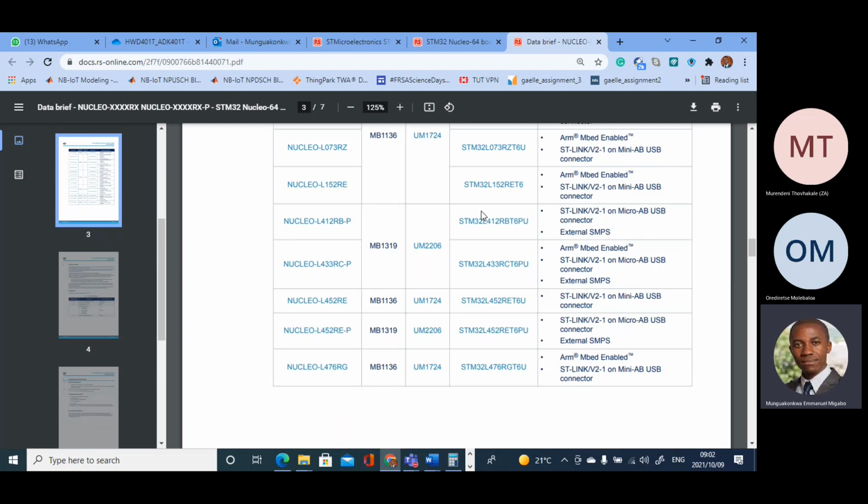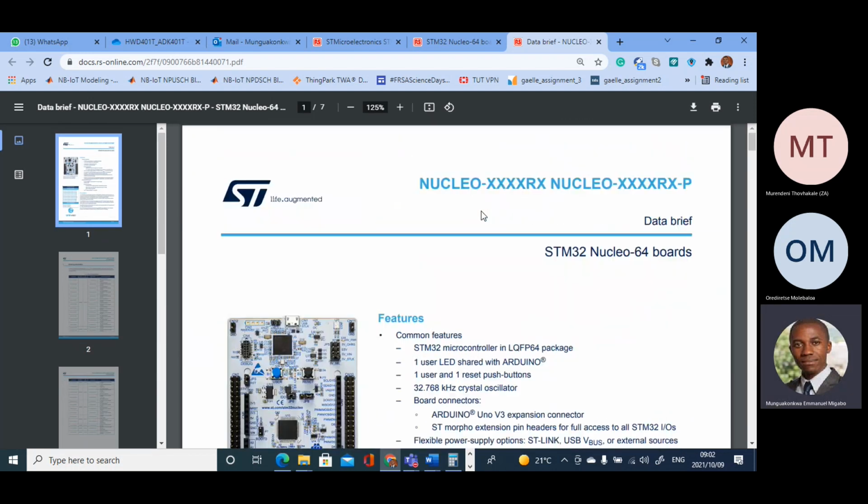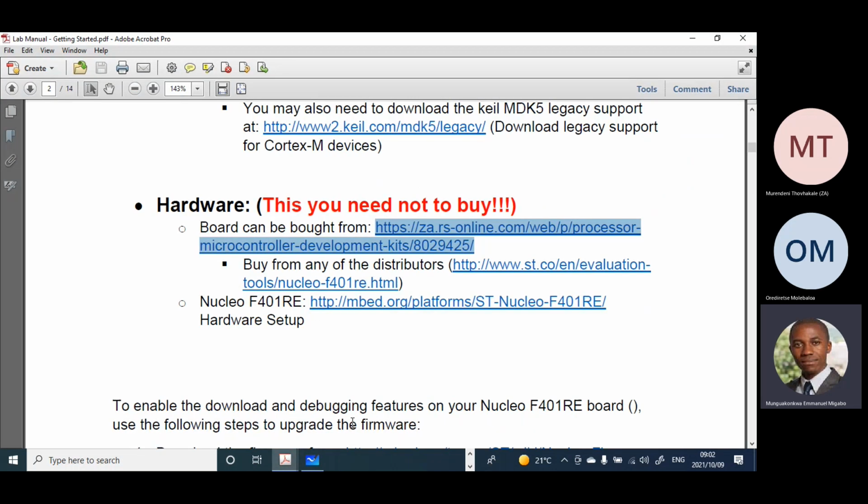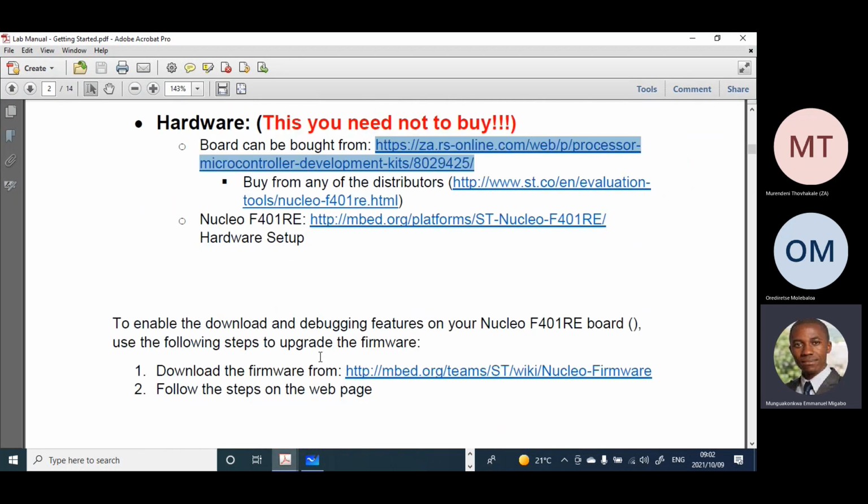We have also a simulation platform, as I mentioned, that we can use as an alternative to the board itself. We have another link there that speaks about the setup.